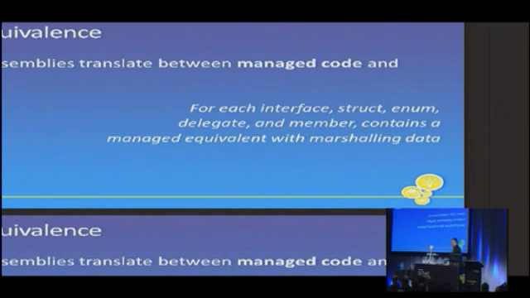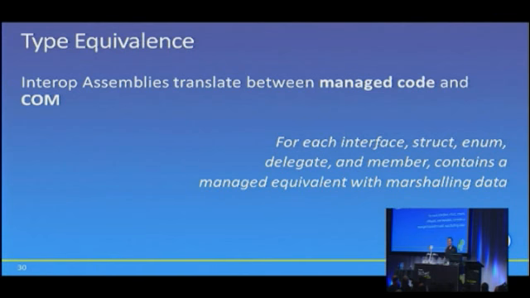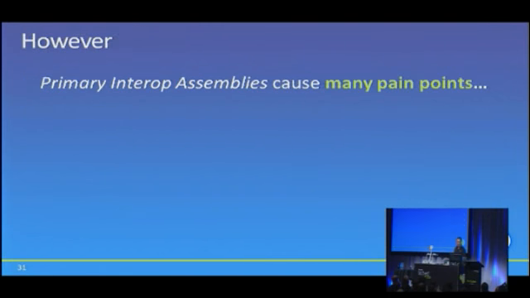So the other thing that's come with the DLR is this idea of type equivalence. So basically saying that two classes, even though they're not actually in the same DLL or in the same assembly, can be marked as type equivalent as long as they match the same interfaces or have the same properties on them. So the power of this comes when we start talking about primary interops.